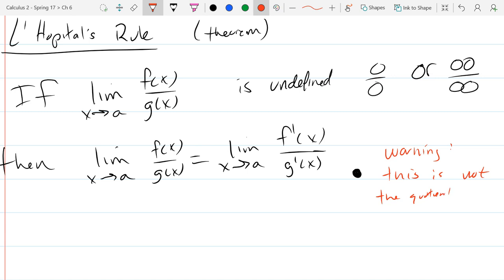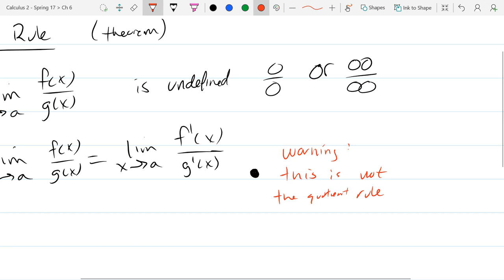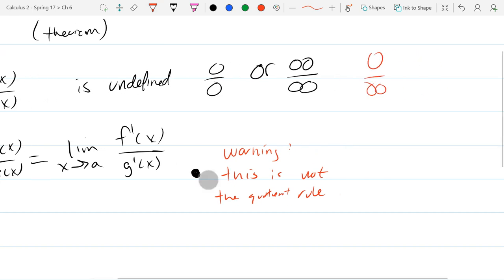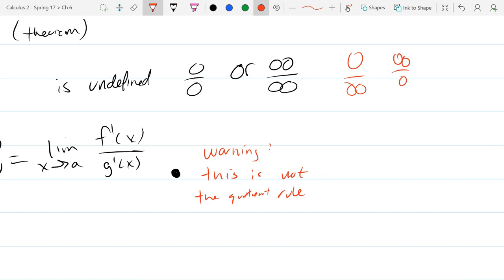So for this to work, both f of x and g of x have to be 0 or infinity? The limits of them have to be 0 or infinity, yeah. And you can't mix and match. You can't go 0 over infinity, because that would be 0. And infinity over 0 is most likely positive or negative infinity, depending on if you're positive or negative 0. So those two, you can't mix and match. It's either 0 over 0 or infinity over infinity.